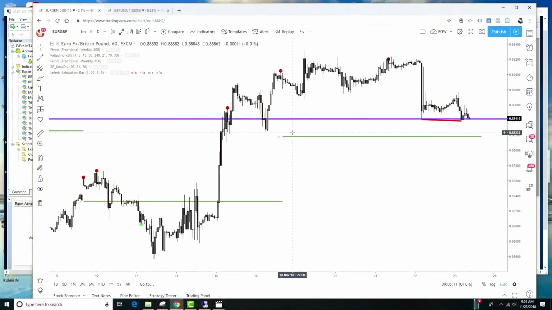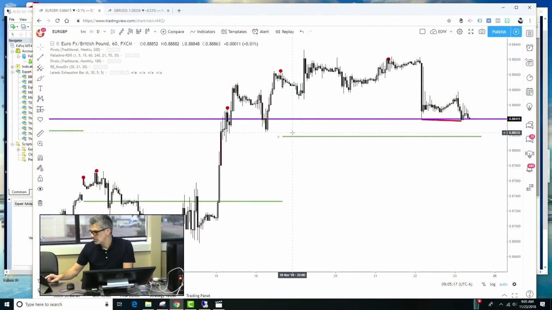Okay, so the first element of the system was here on the Euro British pound. I was looking for head and shoulders patterns. So let's move over to the charts here and maybe do a little picture-in-picture action. There we go. All right, so we got a little picture-in-picture action going on.